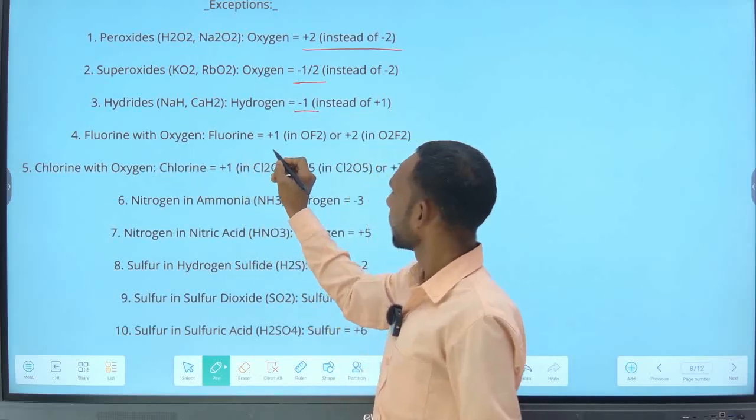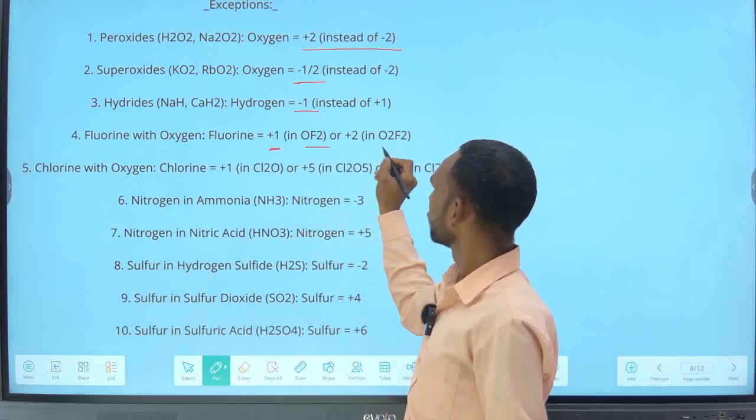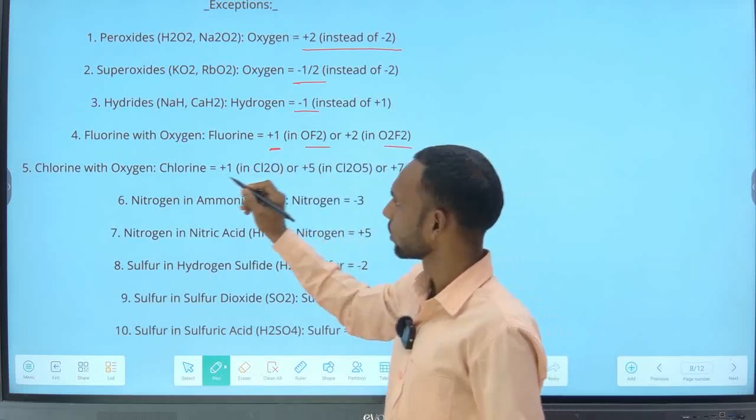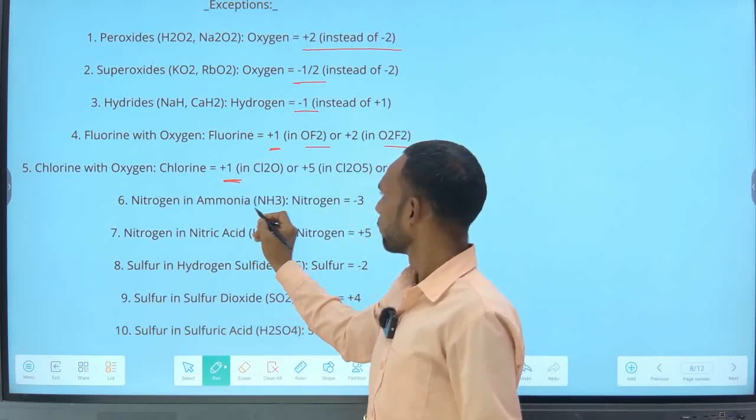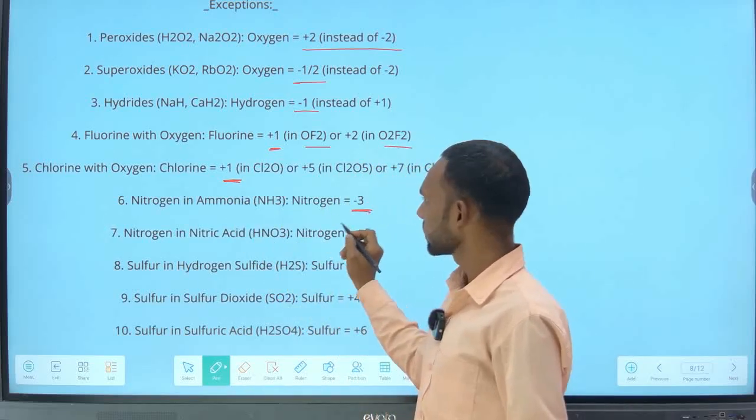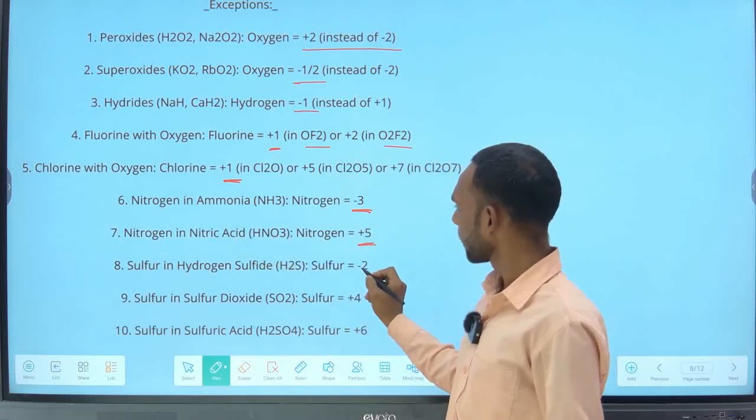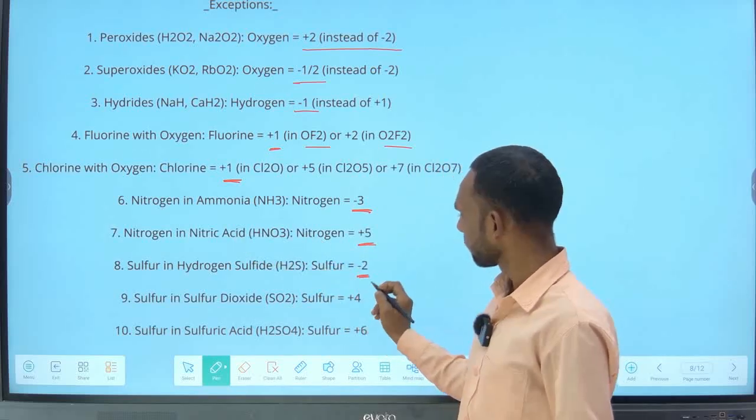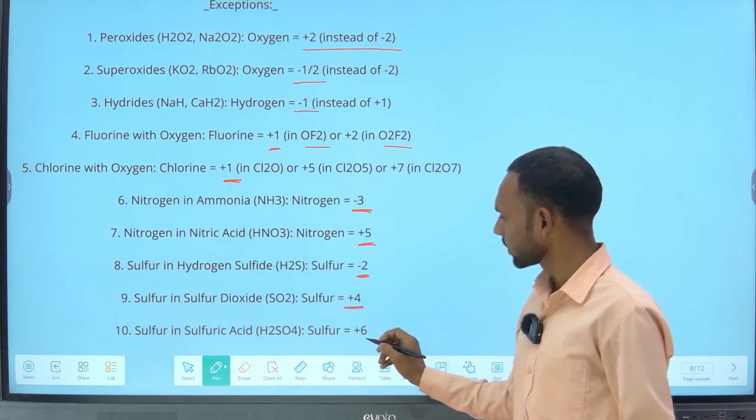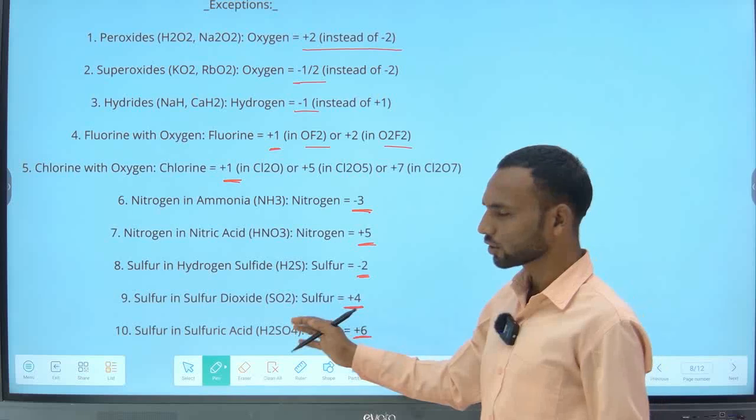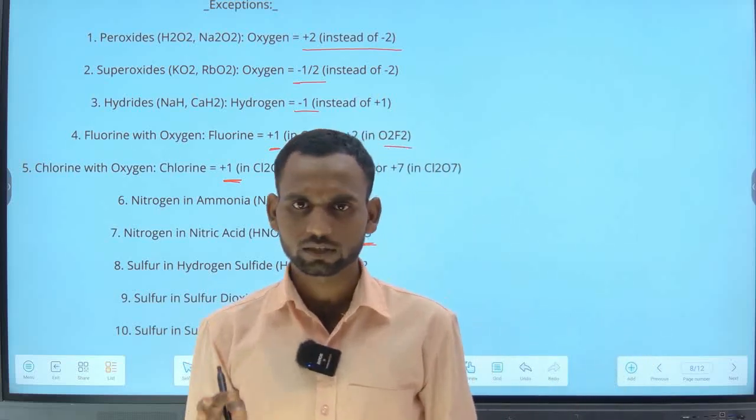Fluorine and oxygen have the +2 in OF2, O2F2. Chlorine with the oxygen, +1. Ammonia, nitrogen has -3. Nitric oxide has +5. Sulfur in H2S, +4. And in SO2, sulfur has +4. And sulfur in H2SO4 is in the +6 oxidation state.